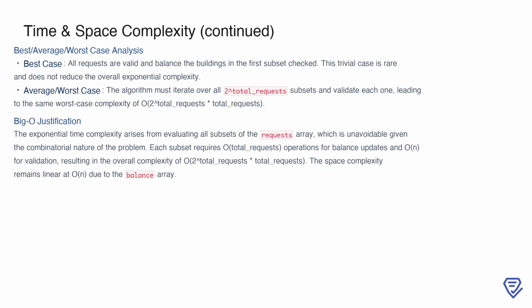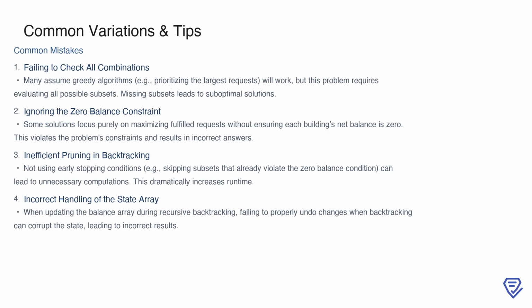Each subset requires O(total_requests) operations to update the balance array and O(n) operations for validation, resulting in the overall complexity of O(2^total_requests × (total_requests + n)). On the other hand, the space complexity remains linear at O(n), as it is dominated by the size of the balance array. When tackling this problem, there are several common pitfalls to watch out for.